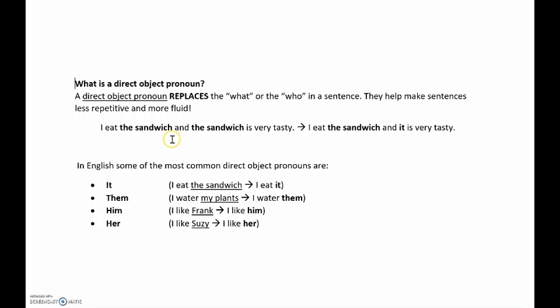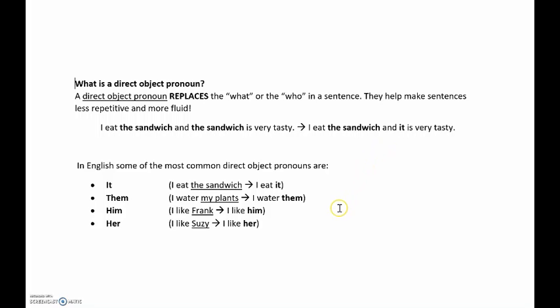I eat the sandwich and the sandwich is very tasty. Kind of sounds weird, sort of awkward, but if I were to replace one of these direct objects, okay, and put in it instead a direct object pronoun, the sentence sounds a lot more fluid. And that turns into this guy right here. I eat the sandwich and it is very tasty. Okay, so it's that subtle difference that really helps the sentence sound a lot more natural and definitely a lot less repetitive. So you're not just repeating that same direct object again and again and again in that sentence.